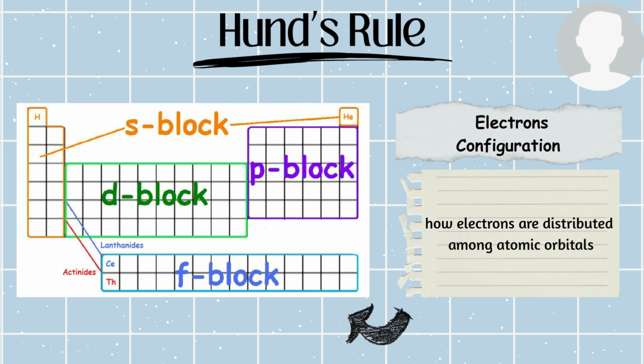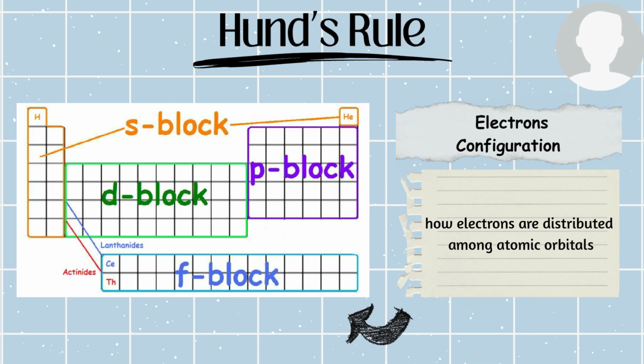So, what does degenerate orbitals mean? It means orbitals that have the same energy level. As an example, the three p orbitals, which is px, py, and pz, the five d orbitals, and the seven f orbitals.